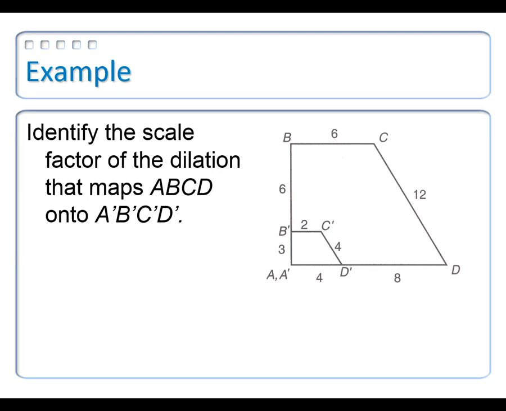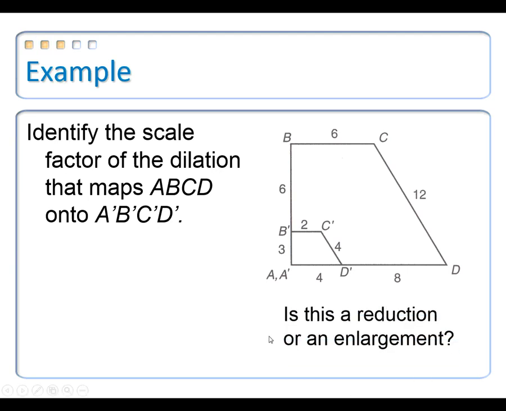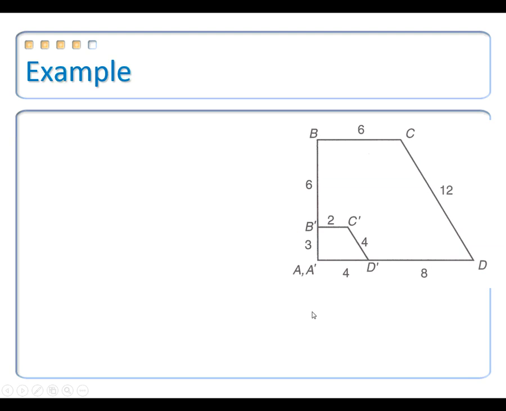It says identify the scale factor of the dilation that maps ABCD onto A prime, B prime, C prime, D prime. Okay, so remember, how do we find the scale factor? What do we divide to get the scale factor? Oh man, you guys are super smart. You do divide the image length by the pre-image. Image over pre-image. Okay, so that's what we're going to be doing to find the scale factor. And just looking at it, we should be able to kind of determine if it's an enlargement or reduction. So we'll go over that in a little bit.